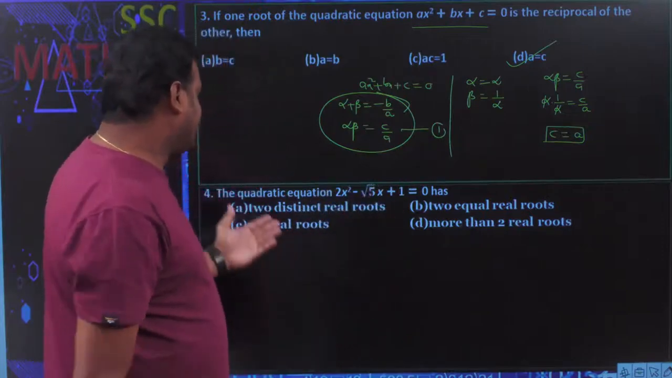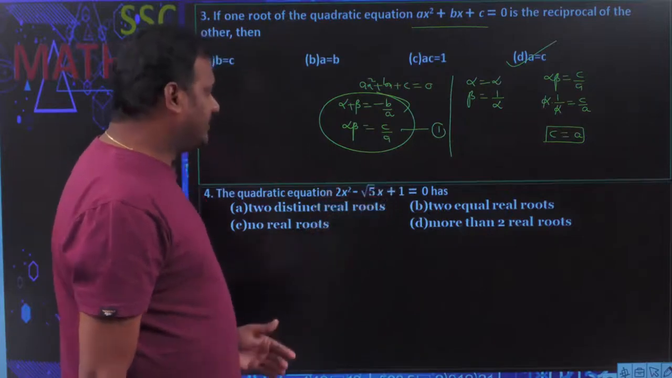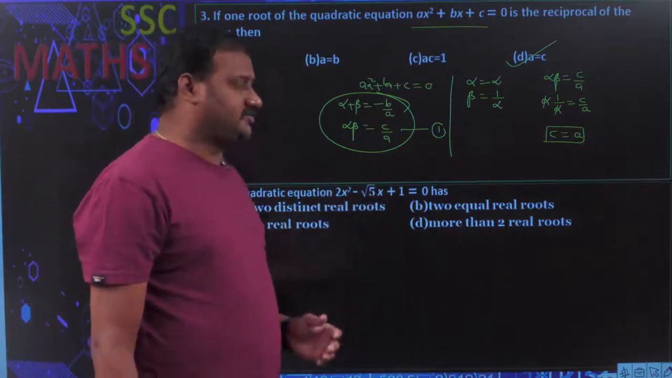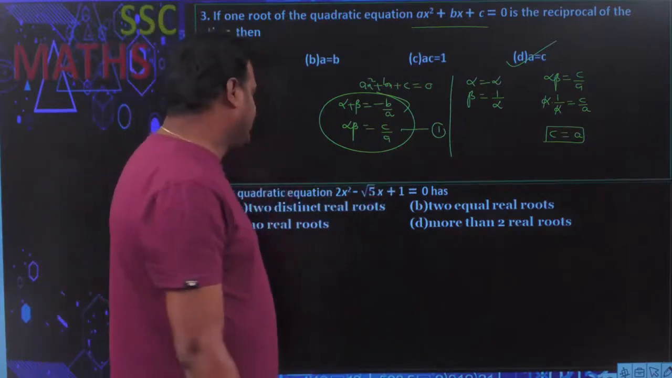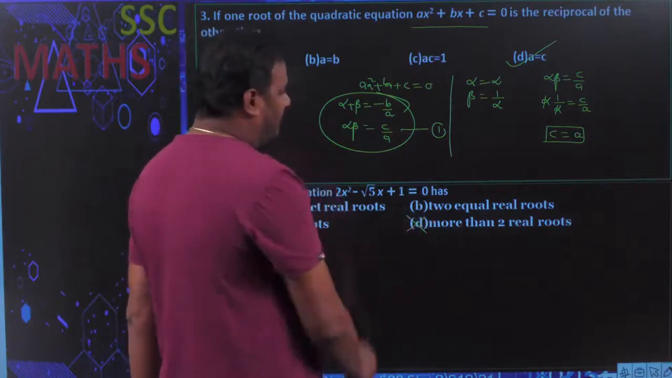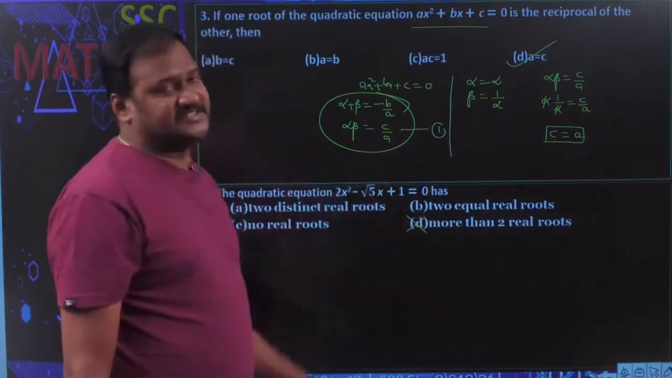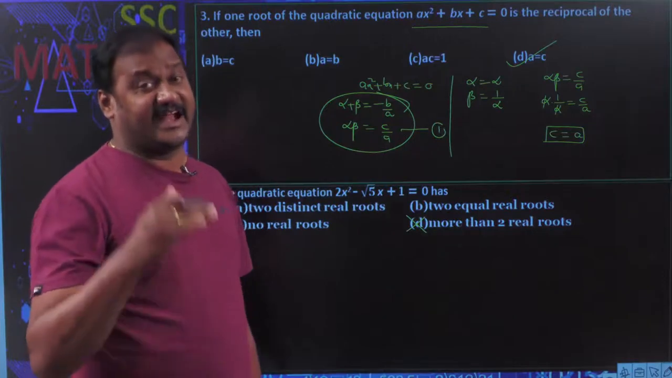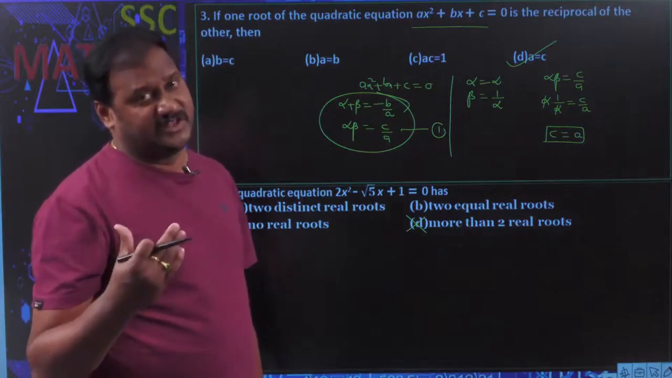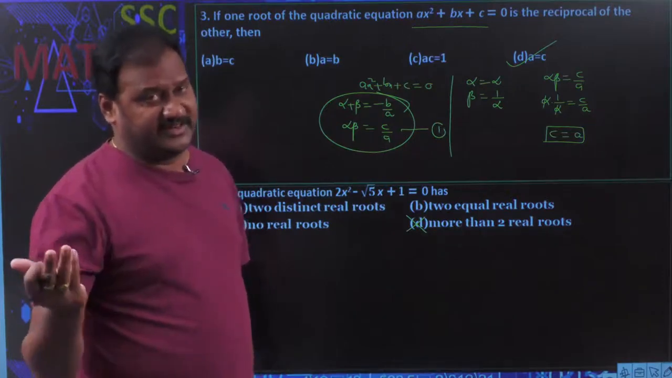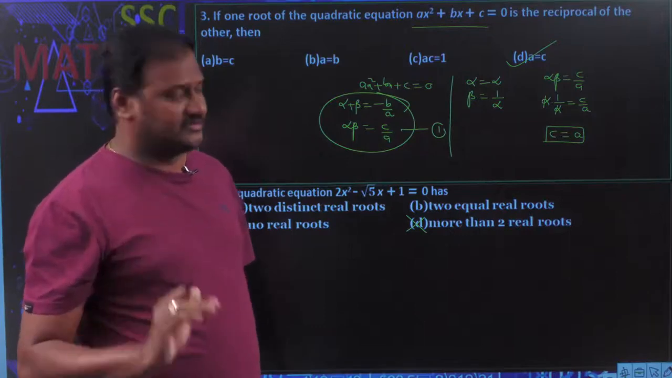Coming to the next problem: the quadratic equation 2x square minus 5 root 5x plus 1 equal to 0 has distinct real roots, equal real roots, no real roots, or more than 2 real roots. So more than 2 real roots is absolutely a wrong option, because since it is a quadratic equation, it has at most 2 roots. I don't know whether they are real or not. At most 2 roots. Okay?